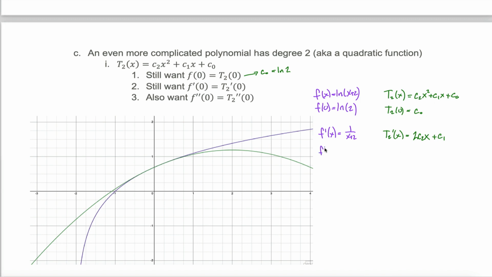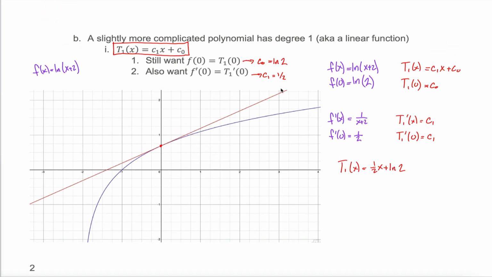I need f prime of 0 to be the same as t2 prime of 0. As we saw above, f prime of 0 is 1 divided by 0 plus 2, in other words, 1/2. And t2 prime of 0, a cool thing happens. If I change all the x's into zeros, this term completely goes away. The slope of the tangent line to this polynomial when x equals 0 is completely determined by this coefficient c1. t2 prime of 0 is equal to c1. For the slopes to be the same, I need c1 to be equal to 1/2, the exact same conclusion that I came up with up here.